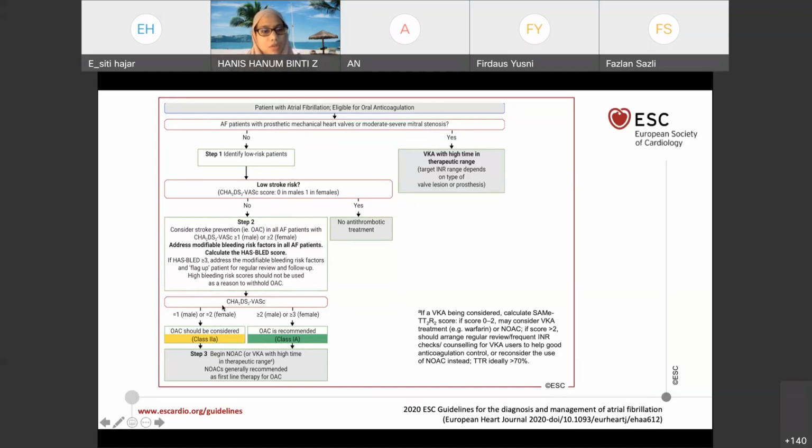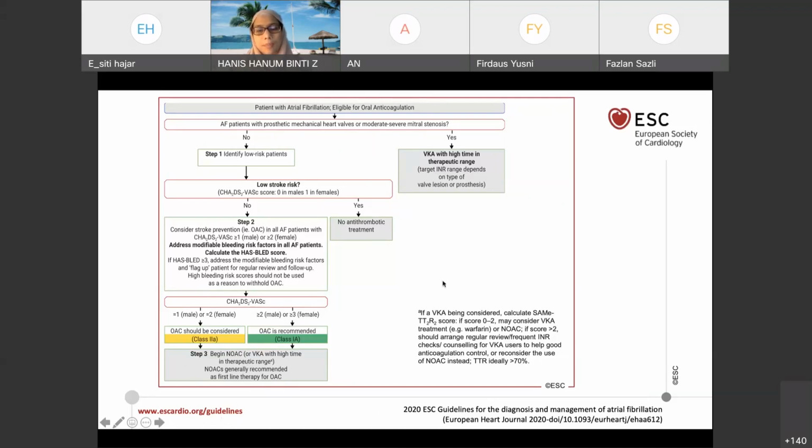So kalau CHA2DS2-VASc score dia more than 1 in male and more than 2 in female, you need to give oral anticoagulant therapy, NOAC or VKA. But the ESC guideline has generally recommended NOAC as the first line therapy for oral anticoagulant. This is what has been recommended by the ESC guideline lah. Tapi kat Malaysia, kebanyakan hospital kerajaan kita still guna VKA lah because NOAC ni is expensive. So we still use VKA unless the patient is willing to buy NOAC ni kat luar, kita boleh bagilah that option to the patient.